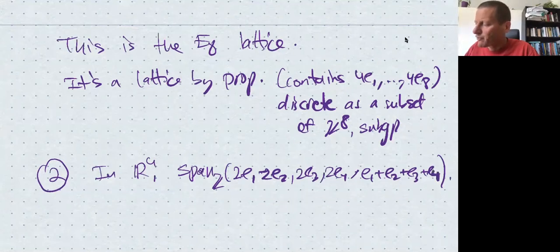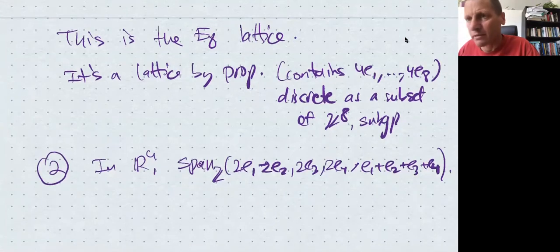Why is it a lattice? Well, the first 4 elements here are a basis for R^4. This is also a subset of Z^4, so it's also discrete, and it's a group. Okay, so this is another lattice. Both of these lattices will appear, so now you know for sure that these are lattices. Questions before we begin? Yeah.